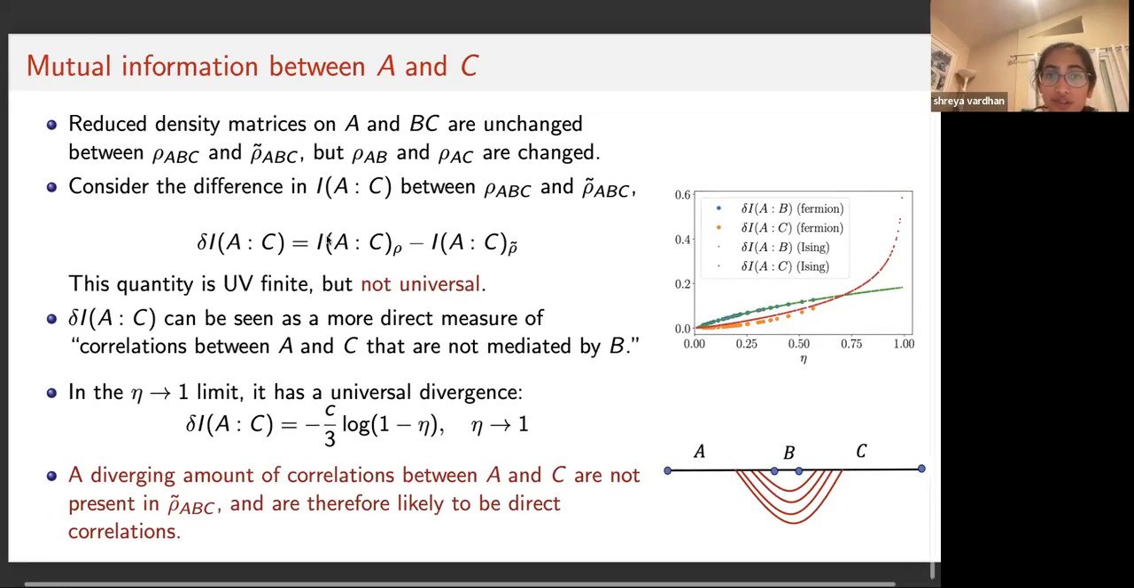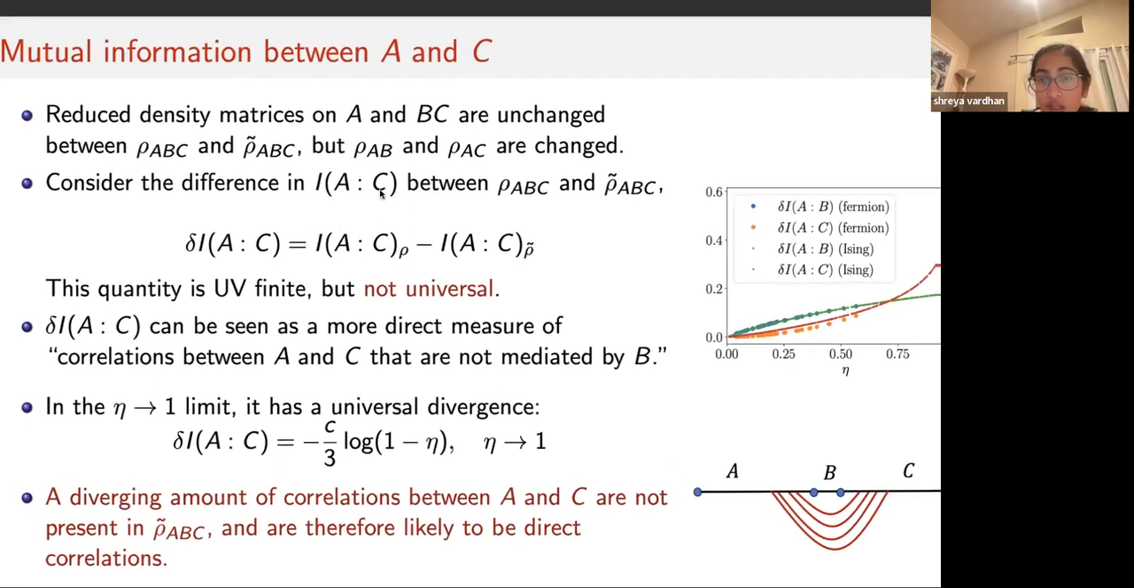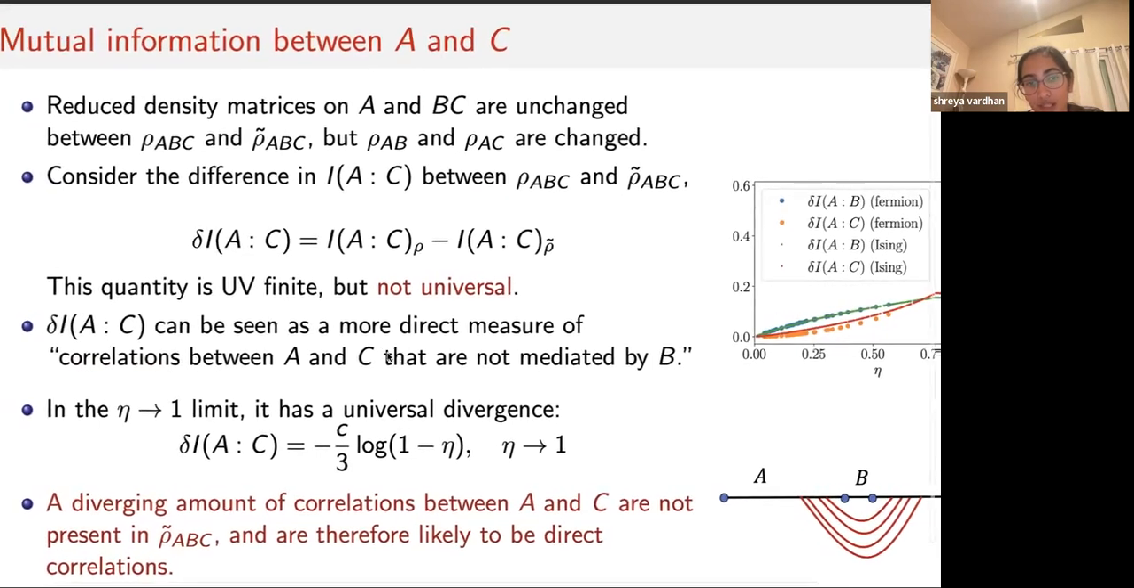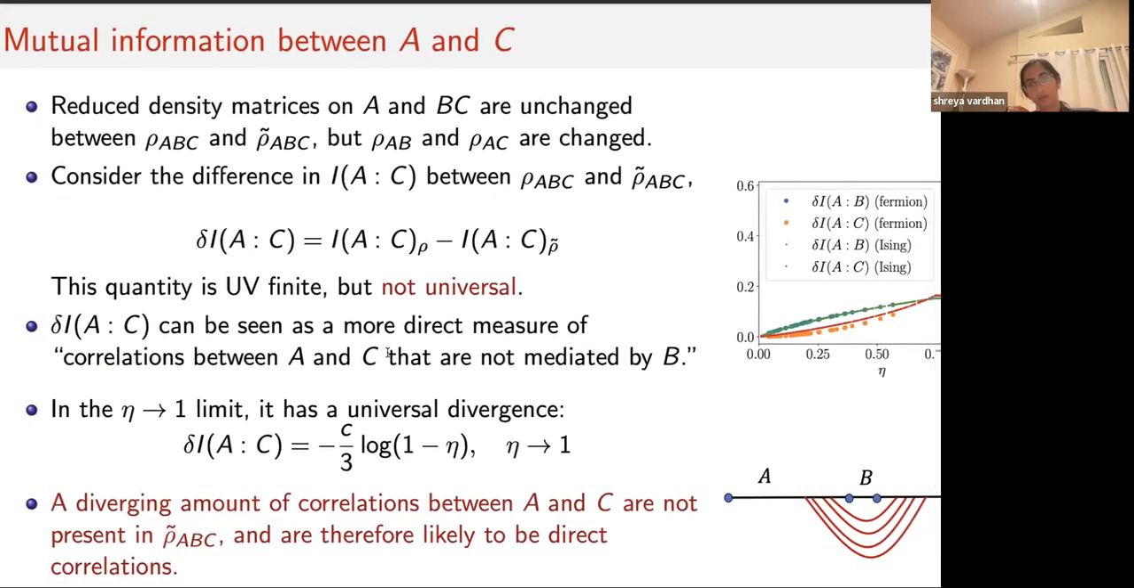And one thing we can look at is just the difference in the mutual information between rho ABC and rho tilde ABC, the mutual information between A and C in these two states. In some ways, this is a better quantitative measure of our original question about what are the correlations between A and C that are not mediated by B, because it's basically capturing which correlations we were not able to reproduce in rho tilde by acting just on B after tracing out C.